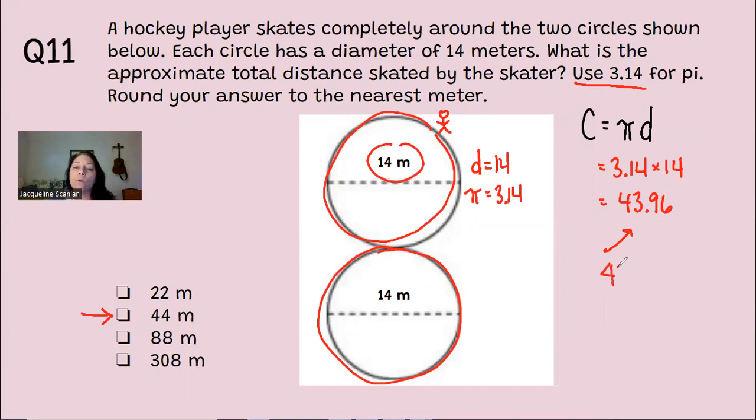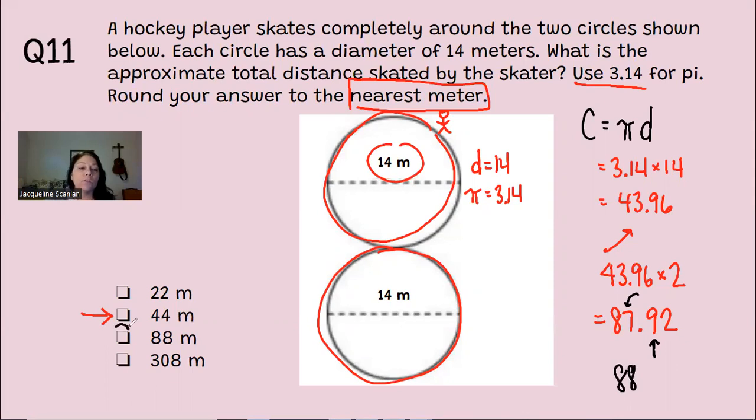So if I then do 43.96 times 2, because there are two of them, I'm going to get 87.92. And when I am rounding to the nearest meter, that means the nearest whole number. In this particular number, the 7 is the nearest whole number. So I'm going to use my 9 to help me round. 9 does round up, so the 7 becomes an 8. So my correct answer is 88 meters.